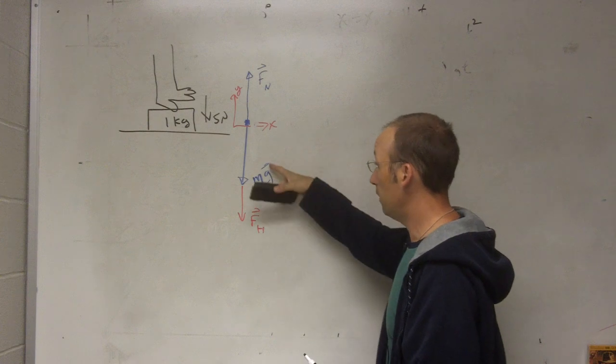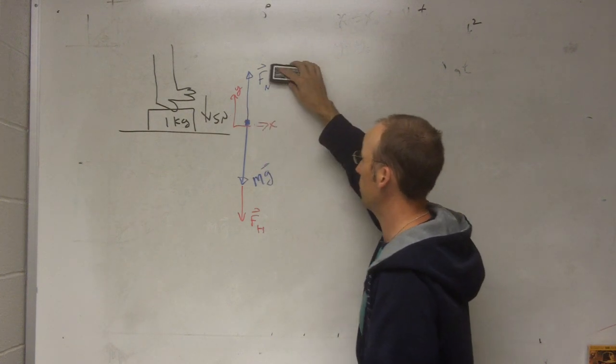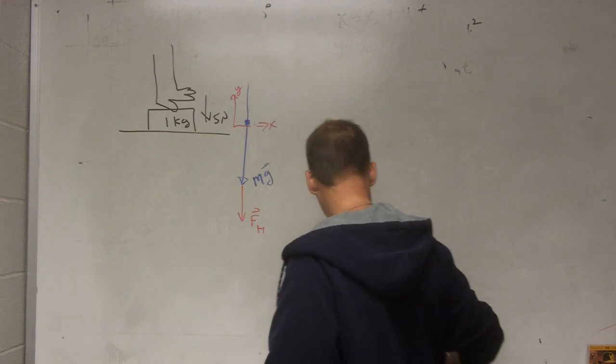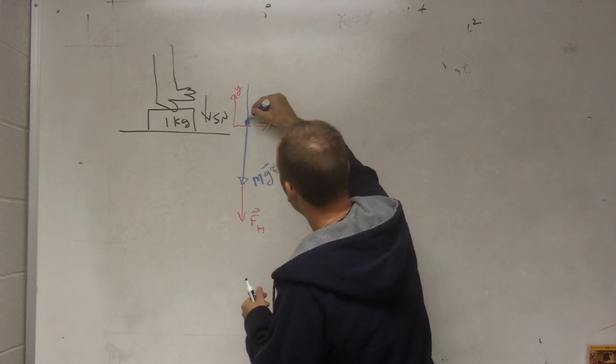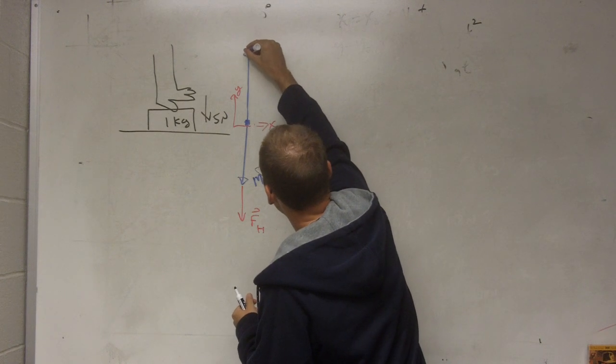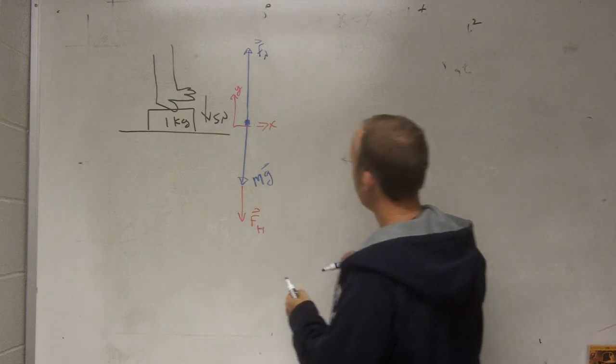So what has to change? Well, this can't change. I set that. This is the only thing that can change. So this has to get bigger. How big? Well, it should be as big as this. So about like that. Fn.